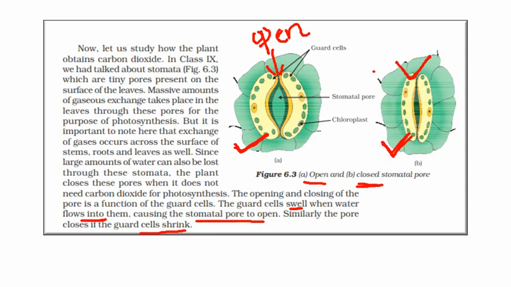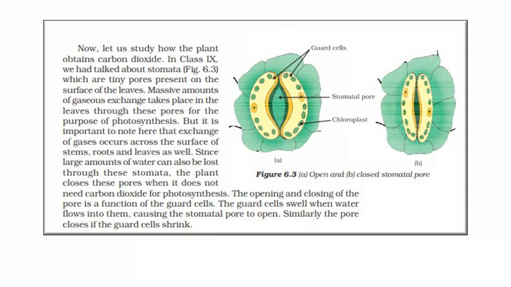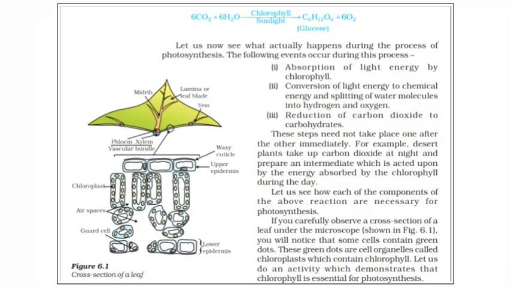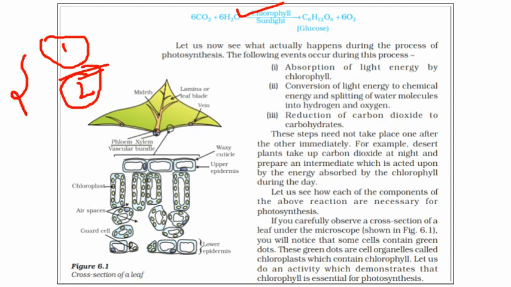So these two are necessary, the two components, as we call them in scientific words. The first is chlorophyll, the green pigment, and the second one is the stomata. These two components are necessary for the process of photosynthesis. Clear?